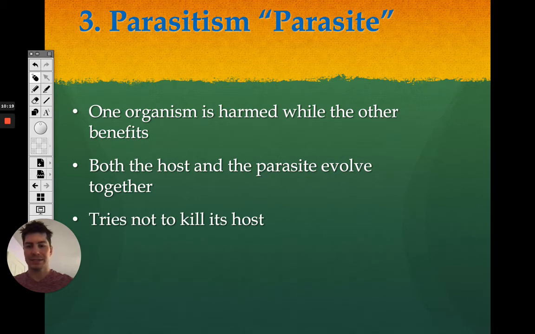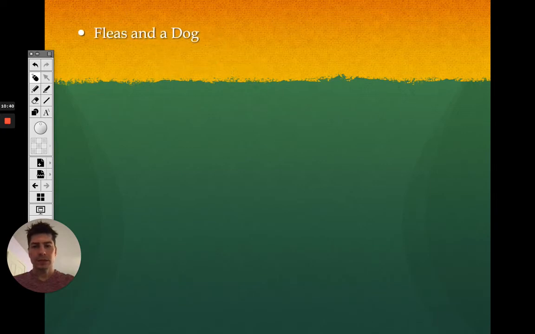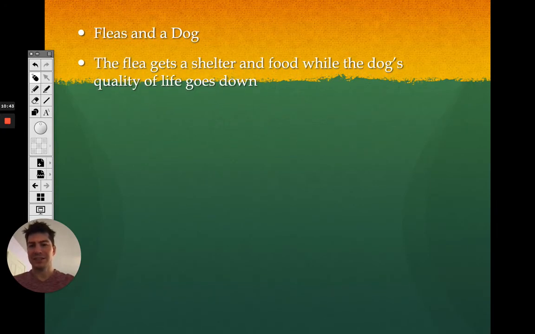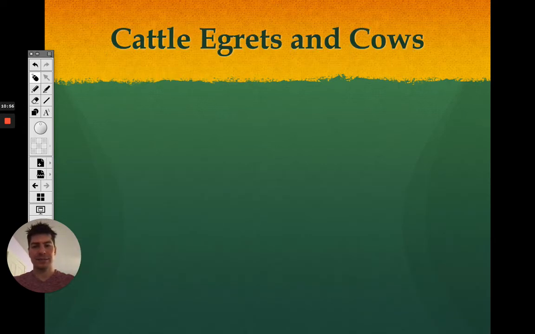Last one, parasitism. The goal of parasitism, which is kind of weird to think about, is for the one harming the other individual, don't kill the host. Because once the host dies, it can't get whatever it's getting off of that organism anymore. So one like this is fleas and dogs. If a dog has fleas, the fleas get a nice shelter, but the dog gets harmed. His quality of life or her quality of life goes down. So that's parasitism.